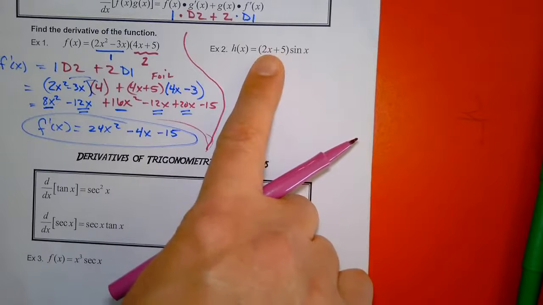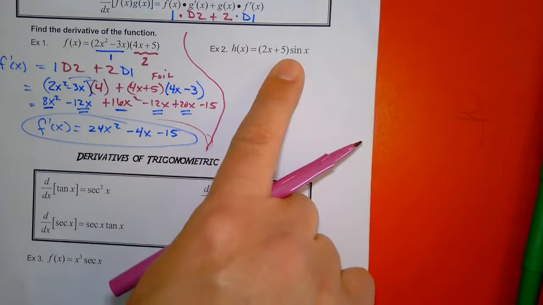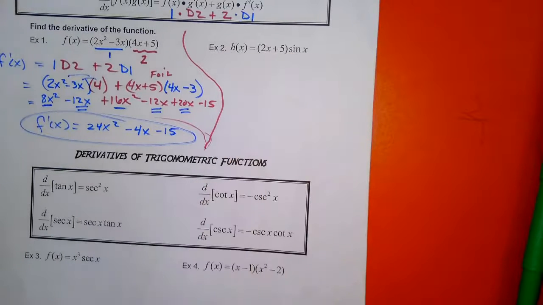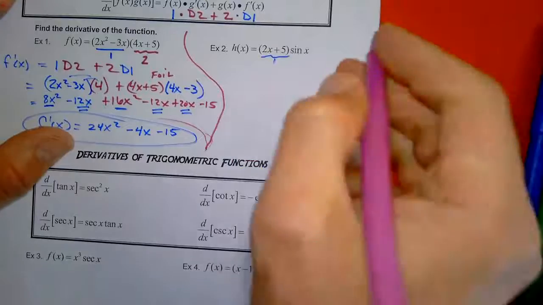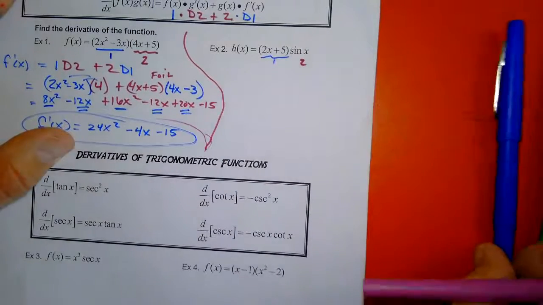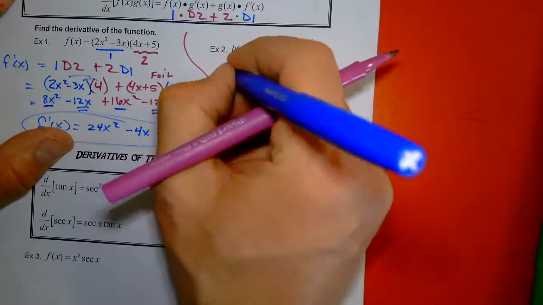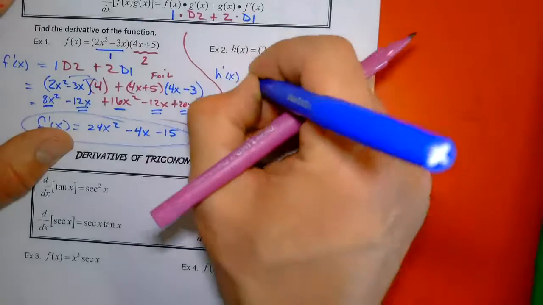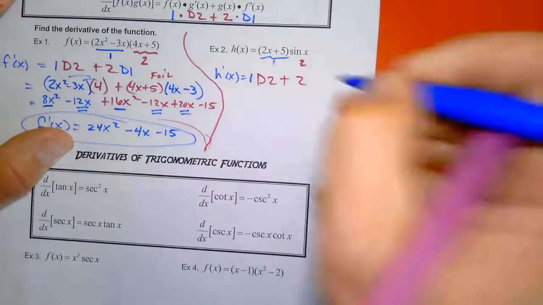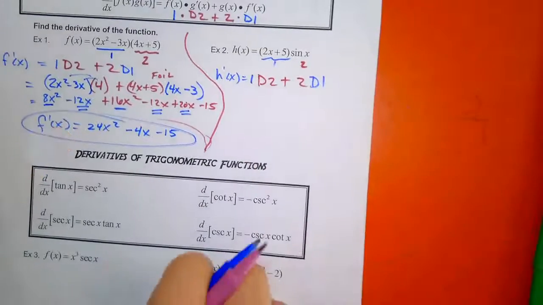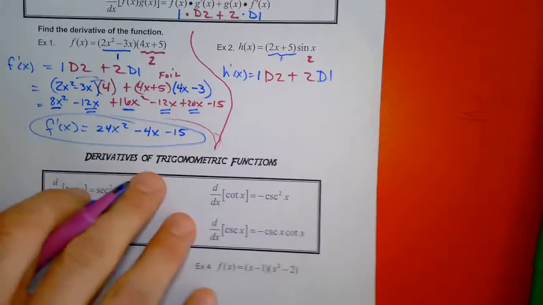For example, example 2, I have 2x plus 5 times the sine of x. Okay, I know this is product rule because it's one function times another function. So this guy right here is my first function, and that's my second. And I'm going to go ahead and do h prime of x. I'm going to write out, again, 1d2 plus 2d1 every time when I do this rule.